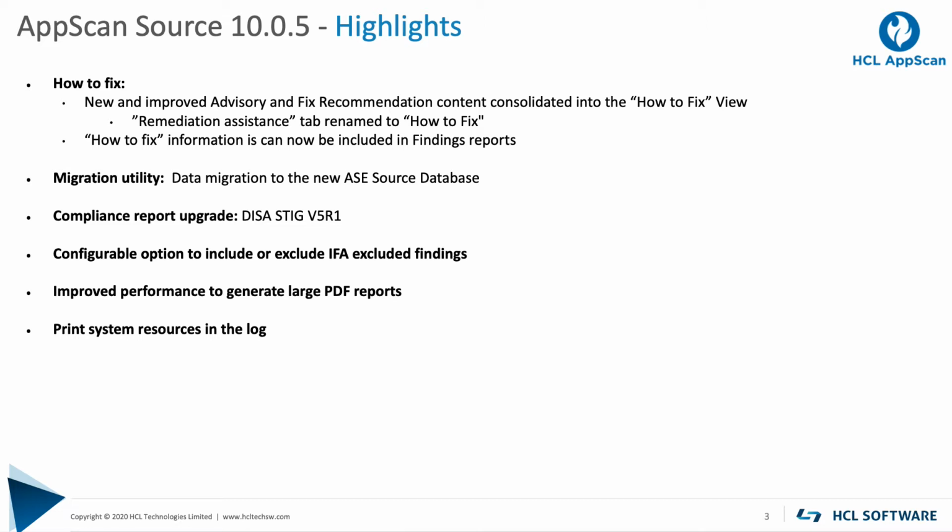For those of you that are not familiar with what IFA is and how it works, IFA is a little agent that tells you what it thinks is interesting for you to start with in terms of reviewing results. And for very large applications, we've seen that it can exclude quite a few things. So we're allowing people to just remove that. If they don't care about it, there's no reason to keep track of it. And we're doing some performance improvements with the same very large applications to make sure that we can generate large PDF reports a lot faster.